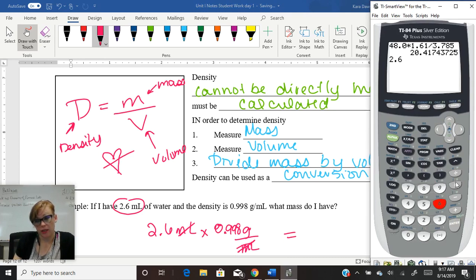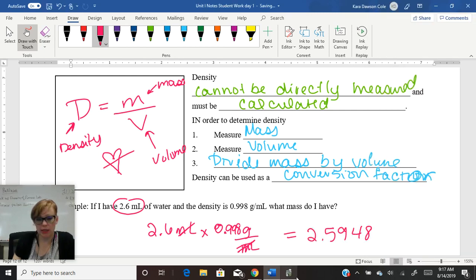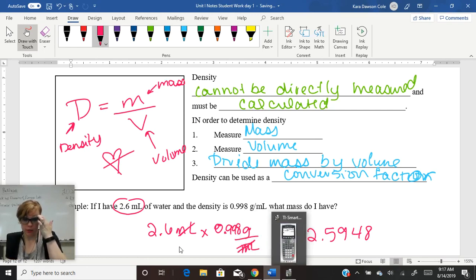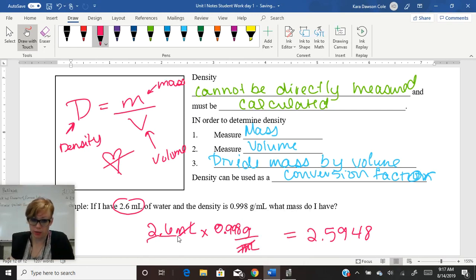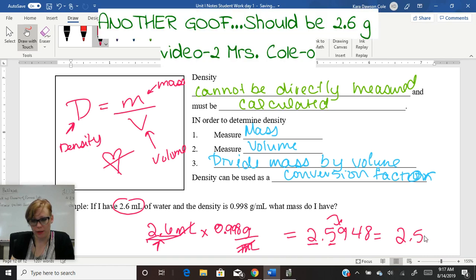2.6 times 0.998 is equal to, again, I look at what I'm given here. So what is my lowest number of sig figs? Here's my lowest number of sig figs. So I've got 2 sig figs. So that means I need to round to 2 sig figs here. So my mass would be 2.5 grams.